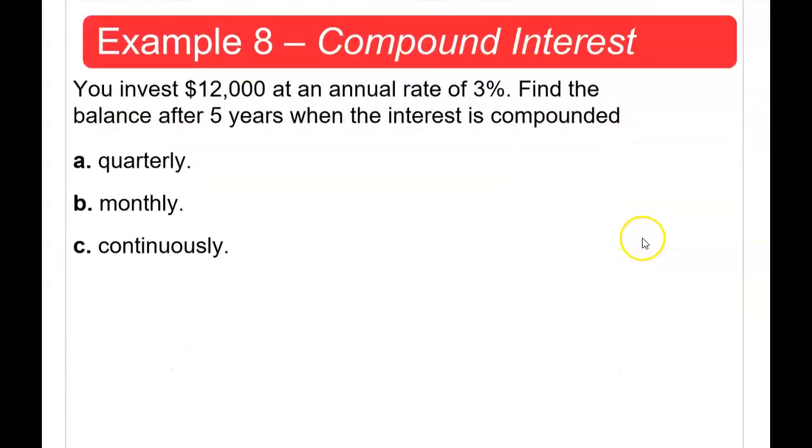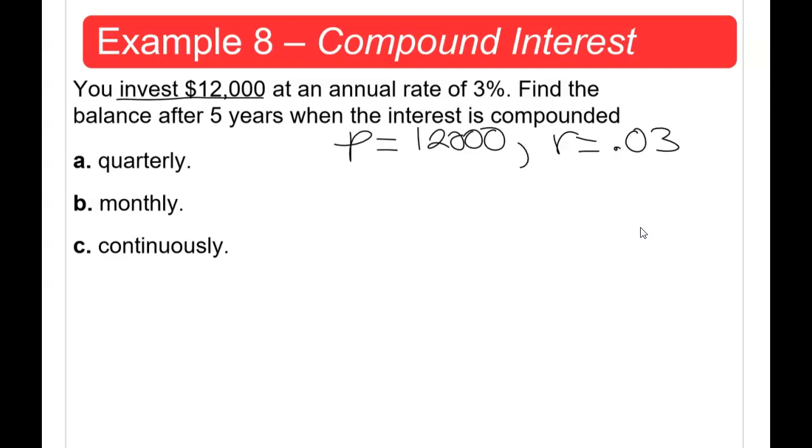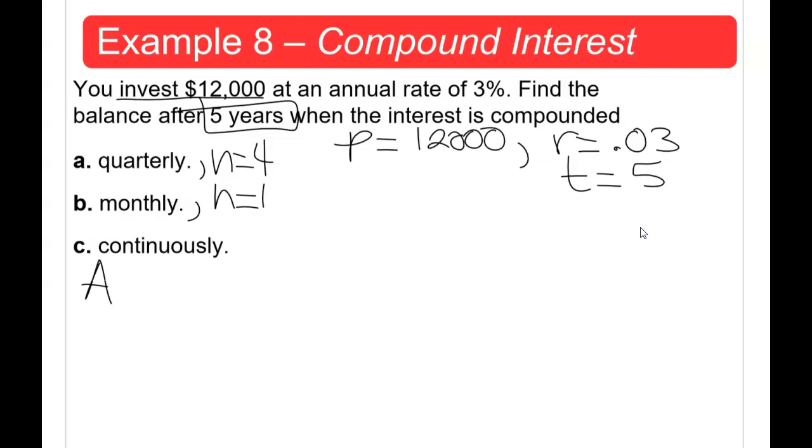So we do have an example here. Let's do it quickly. We have an investment of $12,000. That is also a way to call the principal, what you're investing at first. The annual rate was 3%, so 0.03. It says find the balance after 5 years, so t is equal to 5, when the interest is compounded, and we have different cases. For A, quarterly, it implies n equals 4. For monthly, n equals 12. And for continuously, we use a completely different formula: A equals P e to the power rt. Okay, so monthly is 12.